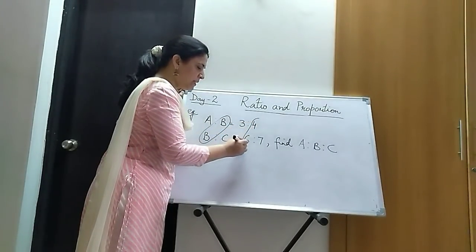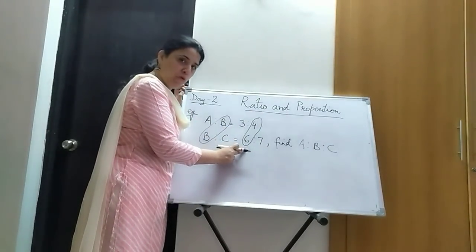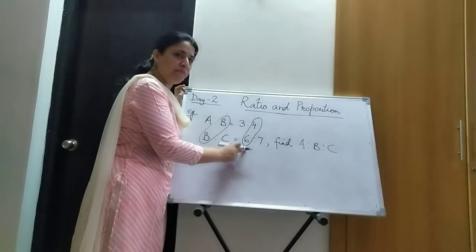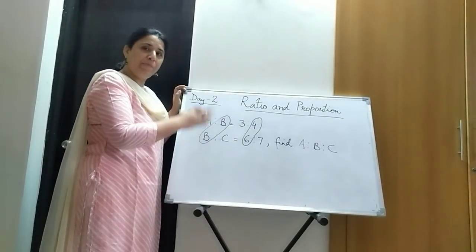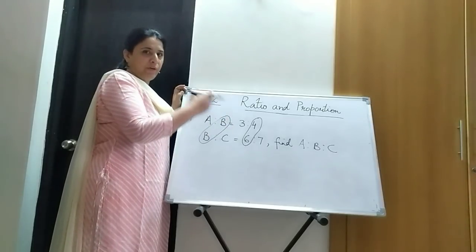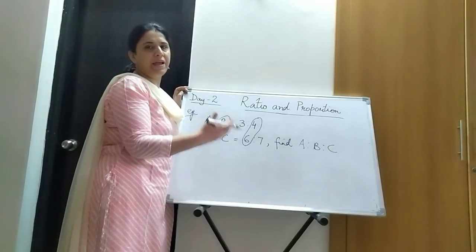What is B in the second ratio? It is 6. So we have 4 and 6. What is the LCM? We will take the LCM of the one that is recurring, that is, we will make that same. When we know that B is same in both, we can easily write A ratio B ratio C.